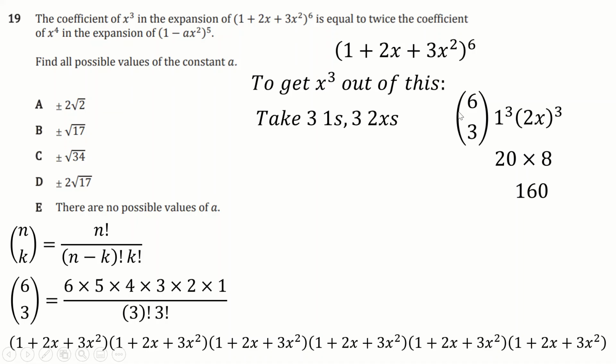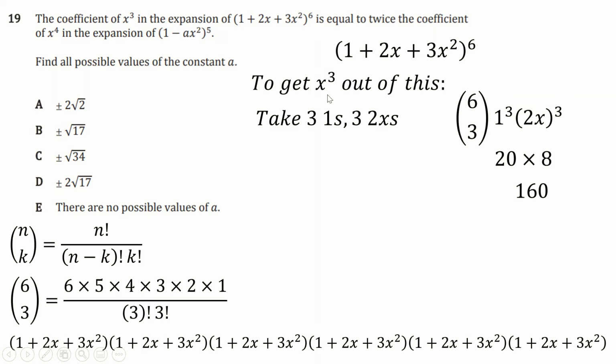Of course, this thing here comes from the fact that you don't just get this by doing these 3 1s and then these 3 2x's. You could also get this 1, this 1, this 2x, then this 1, then this 2x, and this 2x. And it's all the possible combinations found by this term.